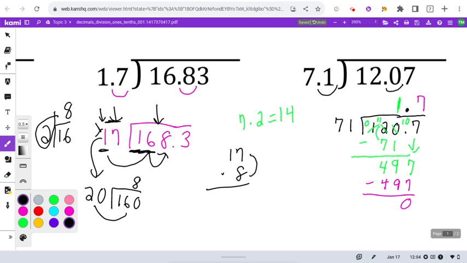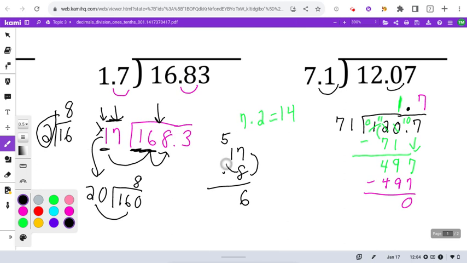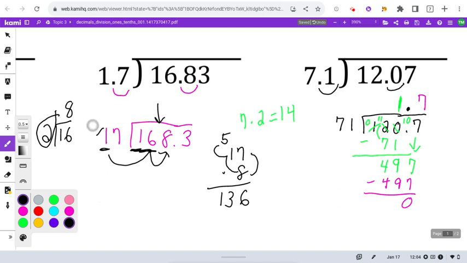8 times 7 is 56. 6 down, 5 up. 8 times 1 is 8. Plus 5 is 13. 136. So that might not work out. That's going to be, I think, not enough. Because I believe the difference is going to be more than 17. Let me just erase this here to show you. So if we did 136 and we subtracted, yes, the difference is going to be 32. So that's not enough. So this 8 was not enough.